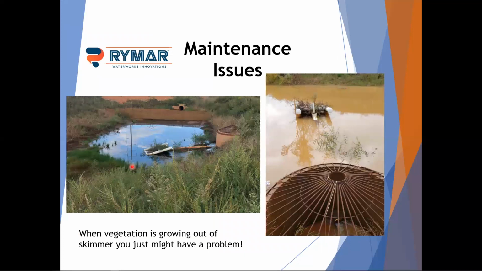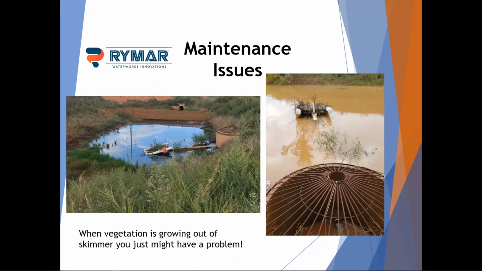The other thing you'll notice is contractors, at least in our area, don't do a very good job of maintenance. And if you ever see vegetation growing out of the skimmer, there's a sign there's probably something wrong. So if you're doing weekly or monthly site inspections and see some issues, you need to point them out and make sure the contractor is doing that.